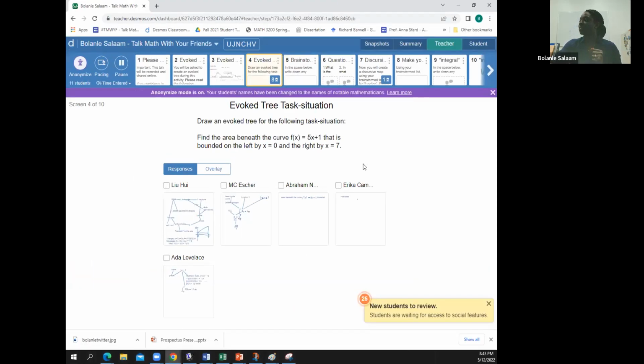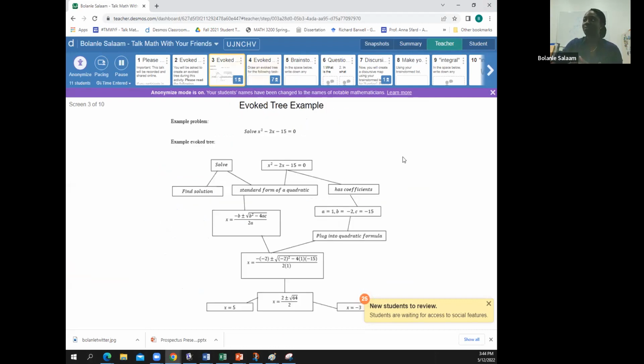Okay. So here was the task that you all were given. And like I said, we will get back into the motivation for today. You were tasked with finding the area beneath the curve f of x equals 5x plus 1, that is bounded on the left by x equals 0, and on the right by x equals 7. The example that you all were given was just basically solve x squared minus 2x minus 15 equals 0, and then nothing else was put there.